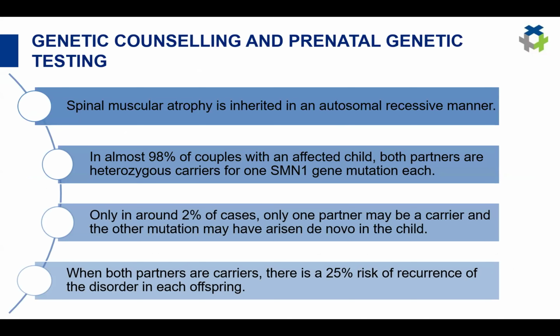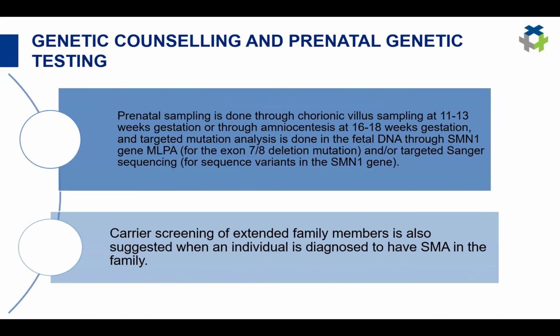When both partners are carriers, there is a 25% risk of recurrence of the disorder in each offspring. So prenatal sampling can be done through chorionic villus sampling at 11 to 13 weeks or through amniocentesis at 16 to 18 weeks, and targeted mutation analysis can be done to find out whether the gene responsible is present or not. Carrier screening of extended family members is also suggested when an individual is diagnosed to have SMA in the family. Thank you.